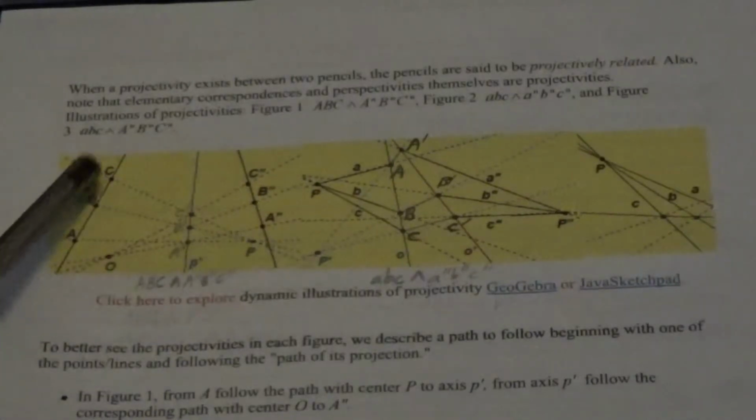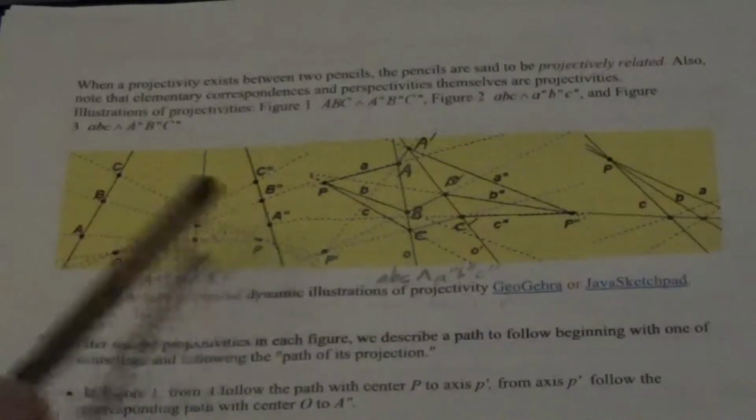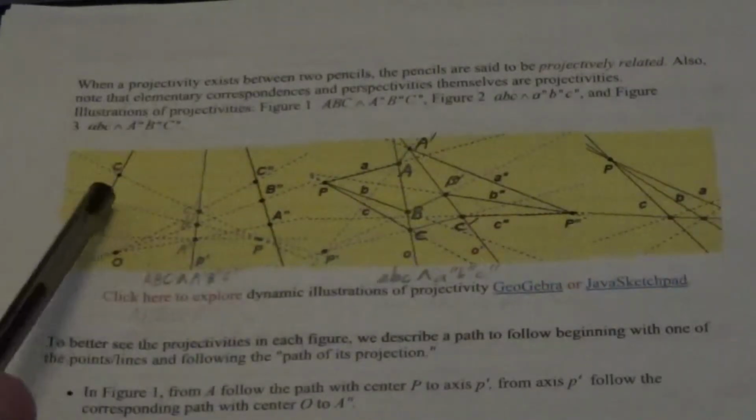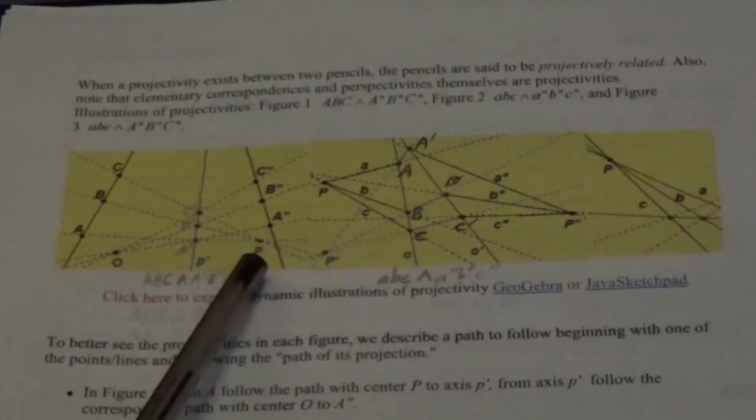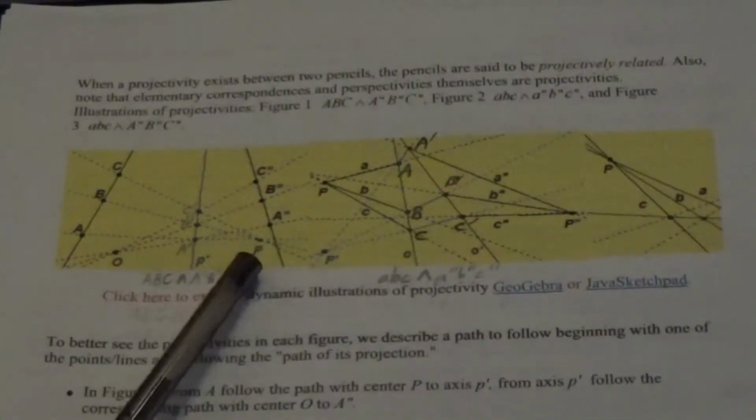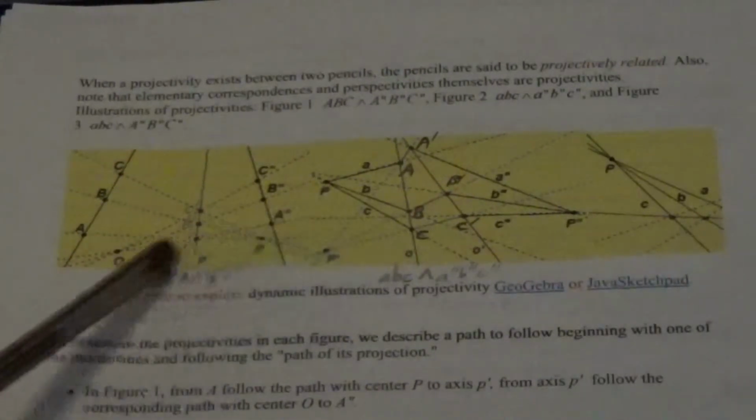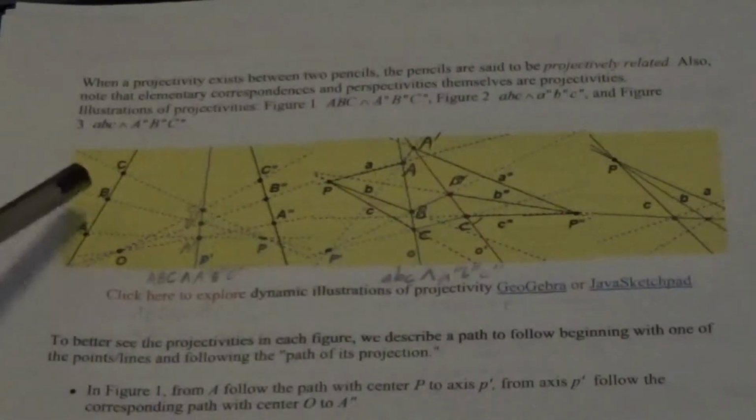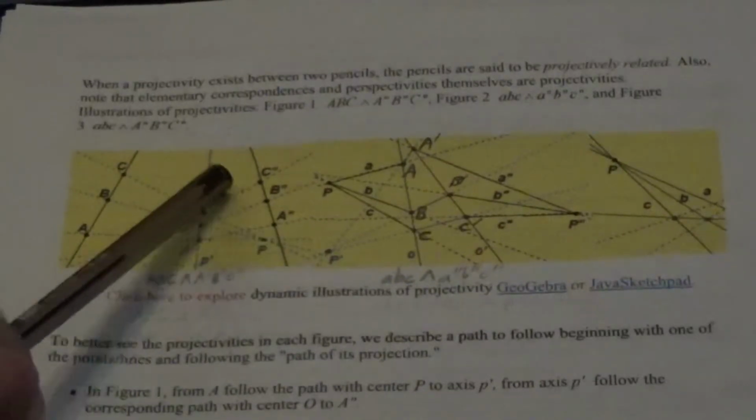So we have this starting line containing points A, B, and C, and they're mapped to this axis, P prime, via an elementary correspondence to P. And we have a secondary elementary correspondence through this center, O, that sends each point to this final line. So showing these points, they're sent to A double prime, B double prime, and C double prime.